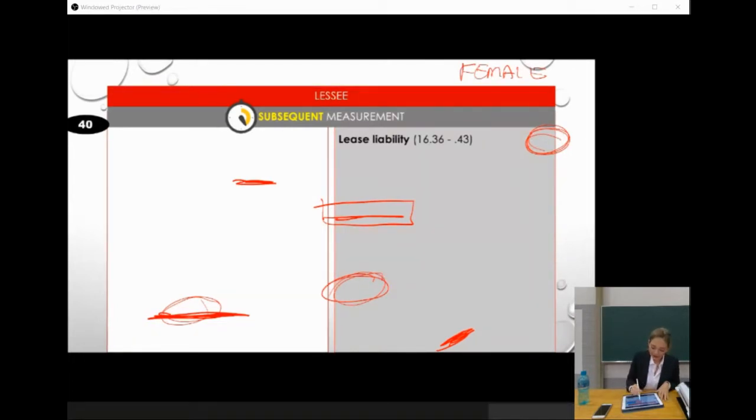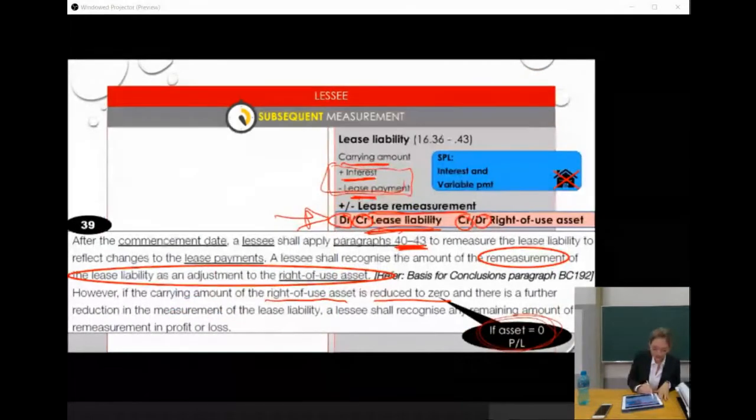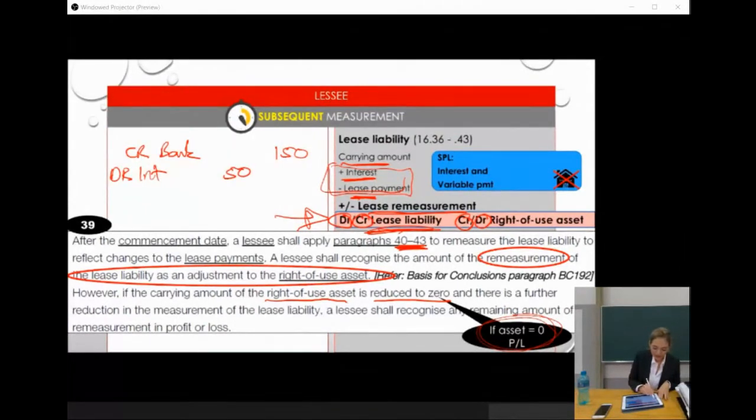So what I meant when I say you can use a net journal is, when you do your payment, you're going to say credit bank with the full payment. Let's say that was 150. Then you're going to say debit interest. Let's say that was 50, and the other leg, debit, goes to the lease liability, the 100.